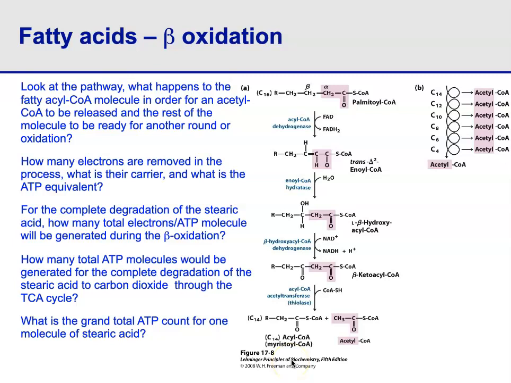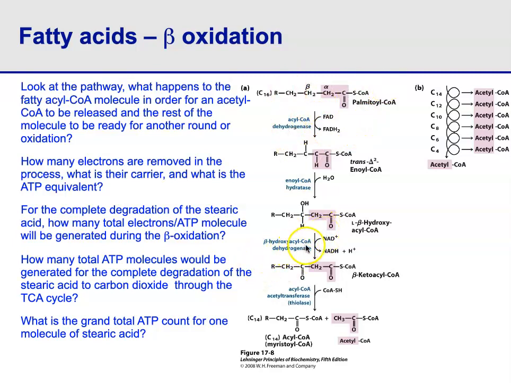Alright. Now all these names actually make a lot of sense. This trans delta 2 enoyl-CoA describes the double bond between the second and the third carbon of the chain. So that's why, and the orientation of the double bond is trans, so trans delta 2 enoyl-CoA. Then enoyl-CoA hydratase, water is added. And we have beta hydroxyacyl-CoA, hydroxyl group on the beta position, beta hydroxyacyl-CoA. Okay, this is another acyl-CoA.